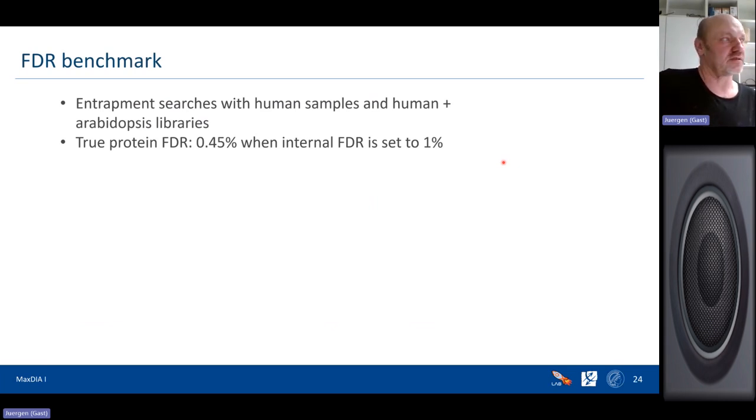Okay, so that being said, the remaining question is, are these FDR estimates that we're doing also correct? And this we can do by doing an entrapment search where we use human DIA samples, and then we offer in silico libraries combined from human and Arabidopsis FASTA files, so that we know everything that is identified in Arabidopsis is a false positive. We can see that our true protein FDR is actually around 0.5% when we set it to 1% nominally. So that means it's actually even better than we say in restricting the FDR. So there's no overfitting or any other mischief going on in the algorithm. So it's valid FDRs that we are reporting.